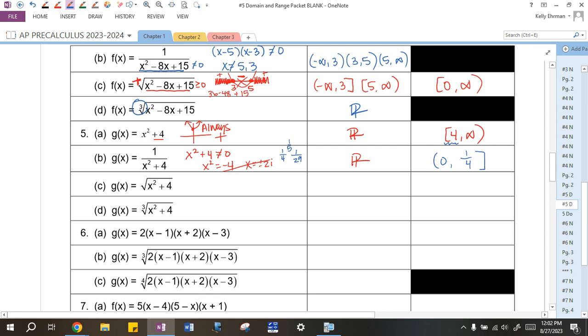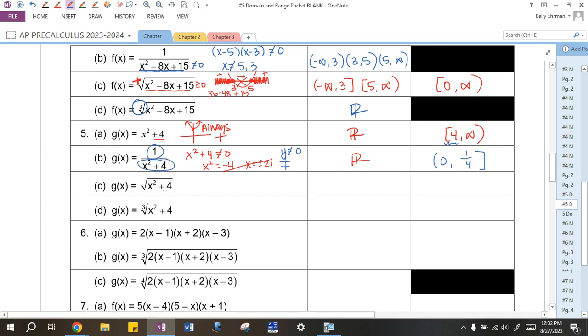Let me go through my checklist again. Y can't equal 0 because there's a 1 over something, and I always have this positive right here. So 1 over a positive, normally I would say 0 to infinity, but this one sort of has a cap on it. Okay, so it should be 0 to 1/4.